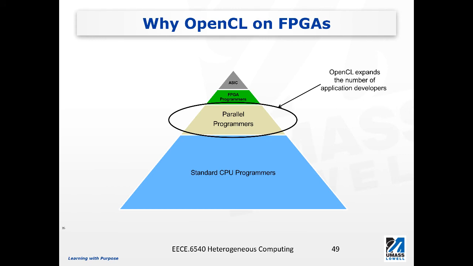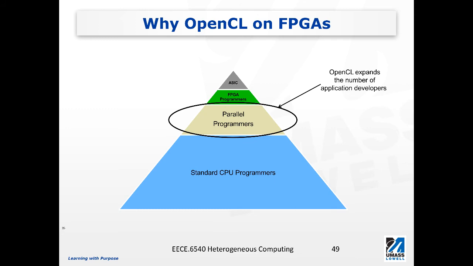So the bigger question is, why are we doing OpenCL on FPGAs? Think about the programmers community. There are many people who are familiar with CPU programming, using high-level languages C, C++, Java, or even assembly language. There are chip designers who are dedicated to designing ASIC chips using low-level tools. And there is a small community of FPGA programmers who use HDL and other design tools to describe the functionality of the chip and also to implement the functionality on FPGA.